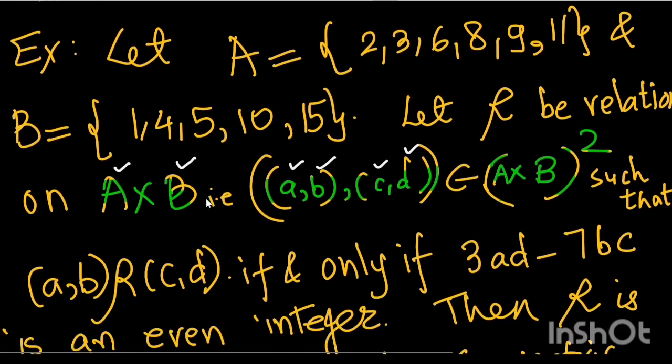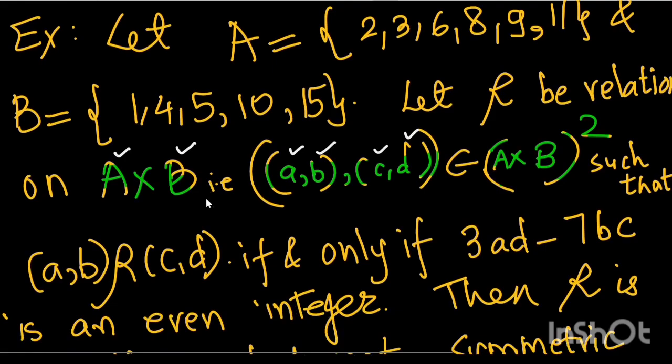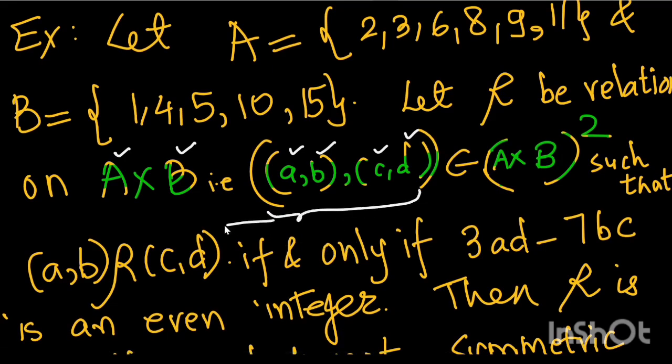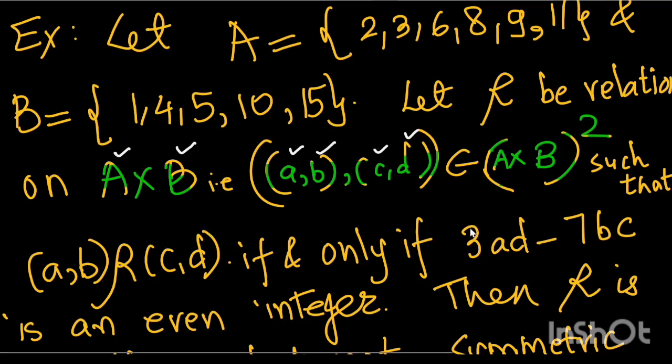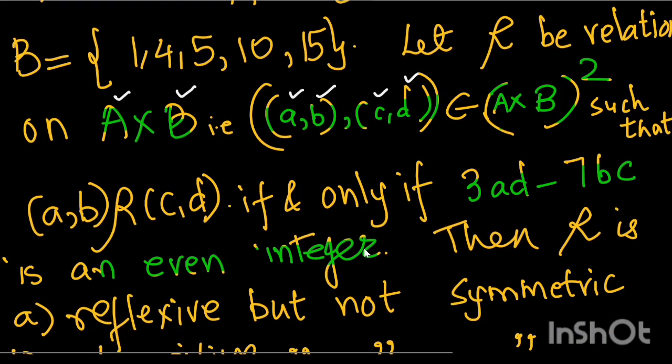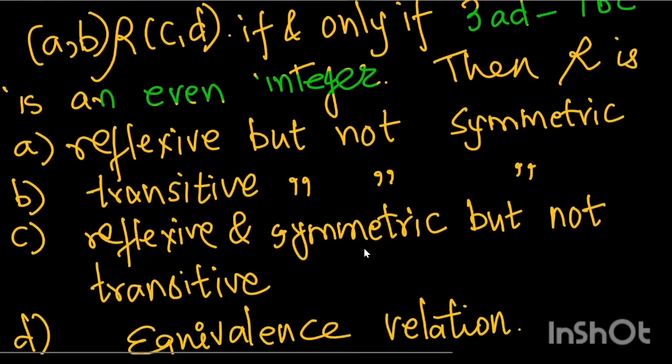Now they're defining it as (a, b), (c, d). This element will be a part of this relation R if and only if we substitute a, b, c, d in this expression 3ad minus 7bc, and it gives an even integer. Then for R we need to check reflexive, symmetric, and transitive.